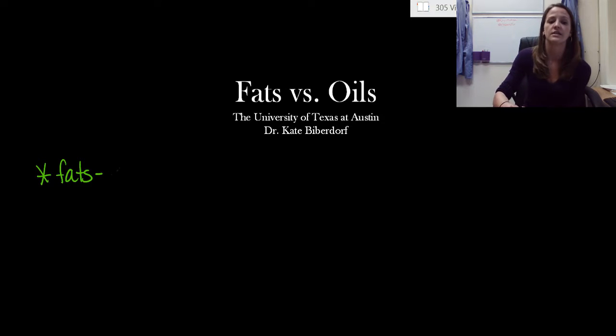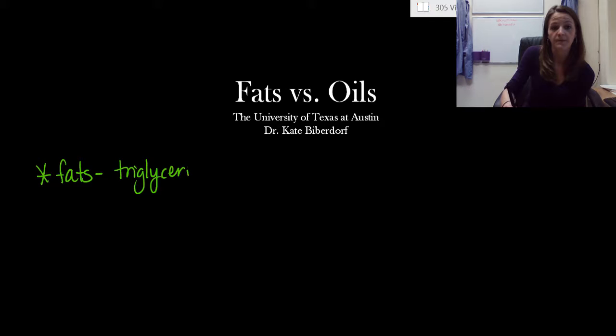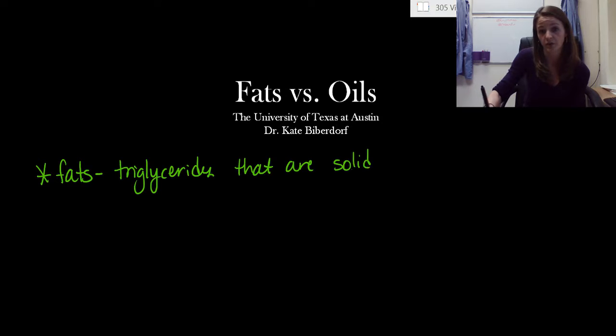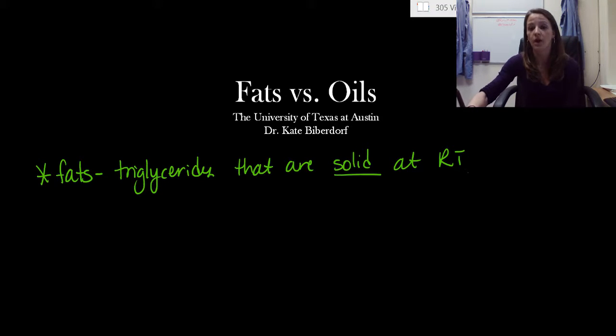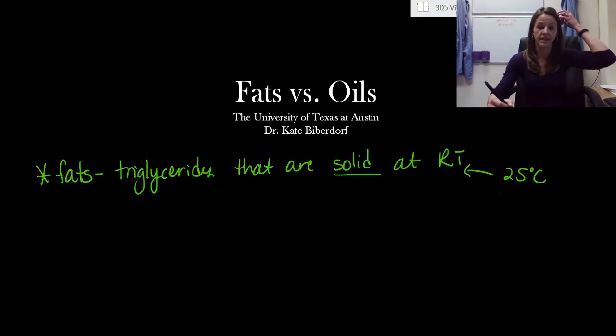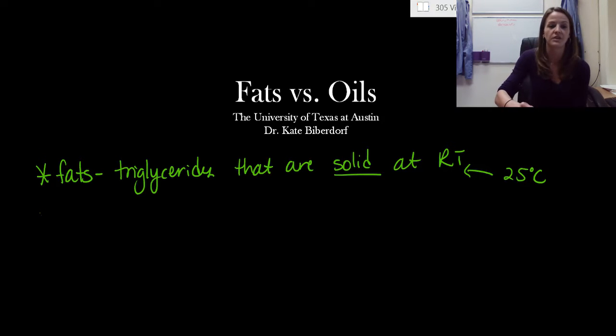So the first one, let's look at fats. Fats are triglycerides that are solid at room temperature. Okay, solid at room temperature, RT, room temperature. Now, if you recall, room temperature is 25 degrees Celsius. Hopefully you already have that solidified in your brain, but if it's somehow seeped out, that's okay. Just bring it right back in because you need to know it now.